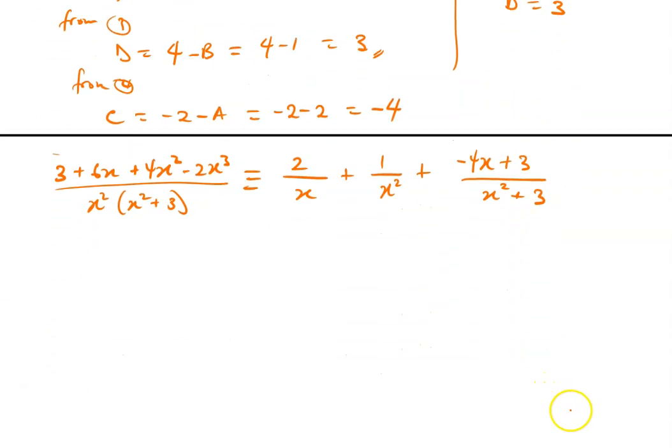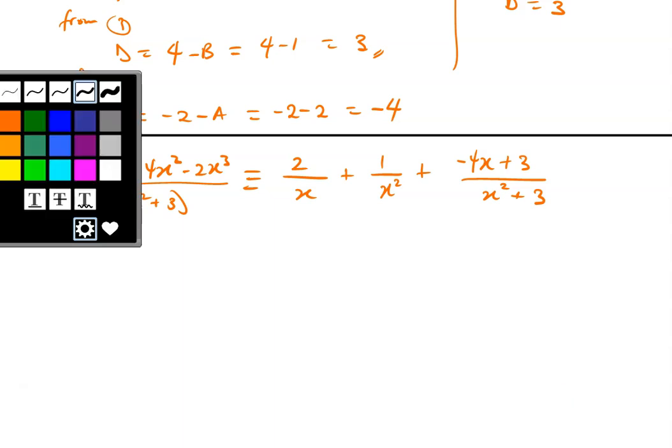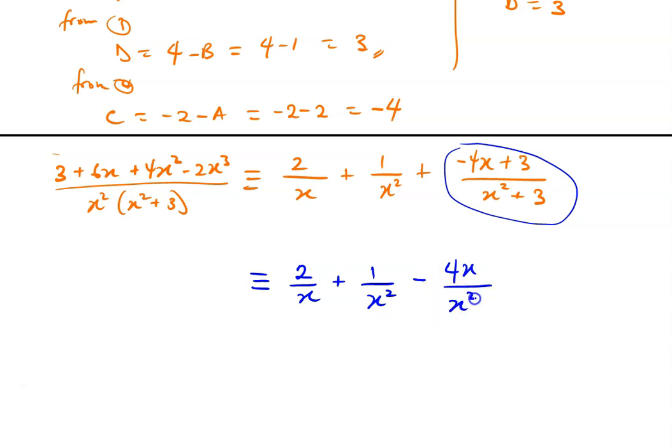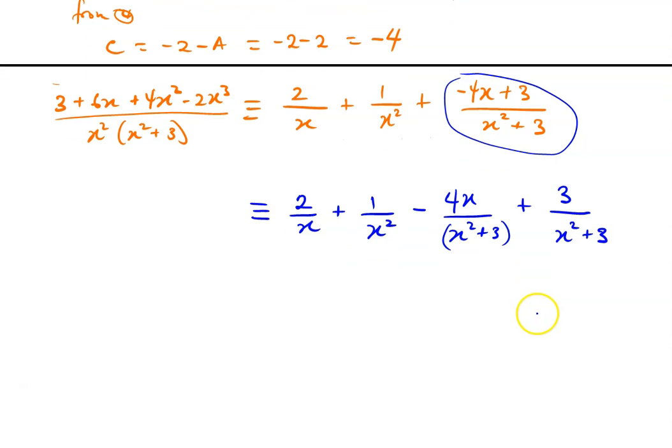So now if you look at this side, it can be split into 2. So we are going to get, it's identical to 2 on x plus 1 on x squared minus 4x on x squared plus 3, right? Then plus 3 on x squared plus 3. You get it? Yes, very good.